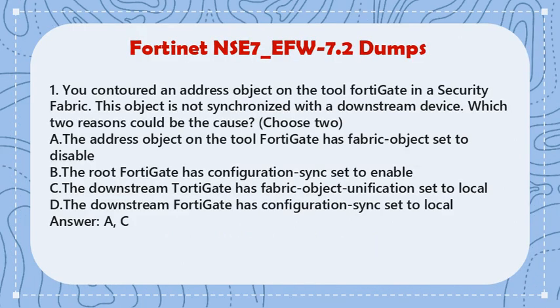1. You configured an address object on the tool FortiGate in a security fabric. This object is not synchronized with a downstream device. Which two reasons could be the cause? Choose 2. A. The address object on the tool FortiGate has fabric object set to disable. B. The root FortiGate has configuration sync set to enable. C. The downstream FortiGate has fabric object unification set to local. D. The downstream FortiGate has configuration sync set to local. Answer: A, C.